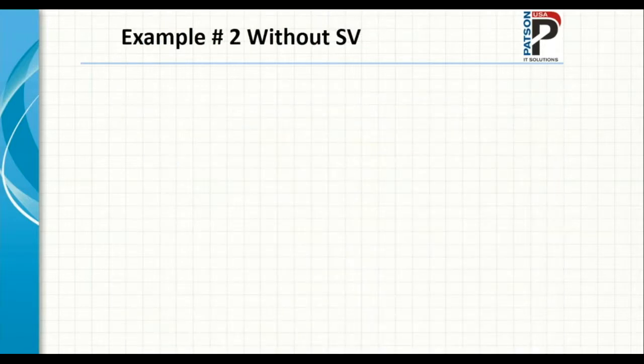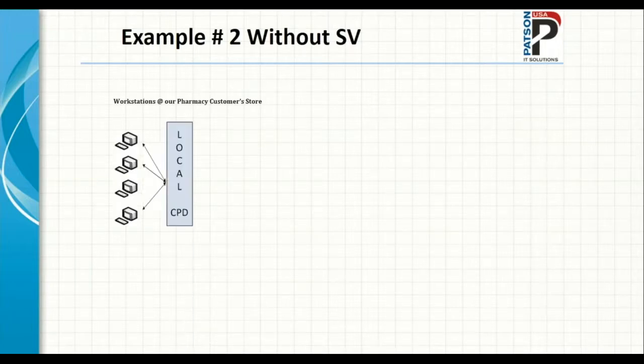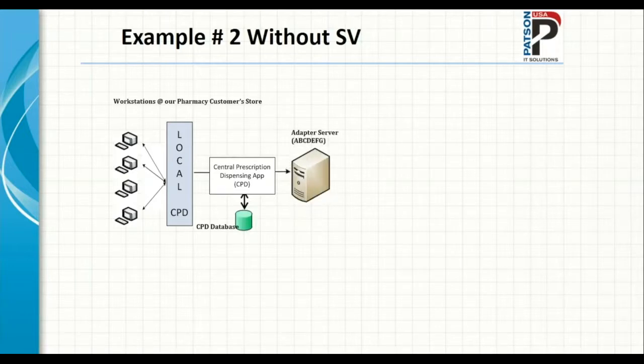Now let's take a look at another example. At our customer site, they have upwards of 10,000 stores throughout America, and they have these workstations that are connected to their local application called CPD, Central Prescription Delivery, which is then connected to a central prescription app that's sitting in the data center. It has its own database, and any calls coming for any get customer calls or get detail calls go through a channel to a centralized omni-channel application. That is what I'm trying to show you here.